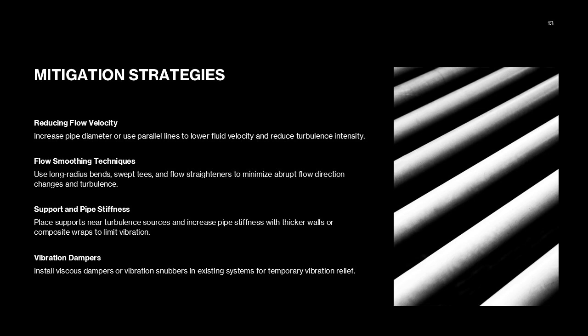Additionally, proper support design is critical. Supports should be placed near turbulence sources like valves and bends to limit vibration amplitude. Increasing pipe stiffness through thicker walls or composite wraps can also mitigate dynamic response. For existing systems, installing viscous dampers or vibration snubbers may provide temporary relief. Ultimately, integrating vibration considerations during the design phase is the most effective approach to ensure long-term reliability and safety.